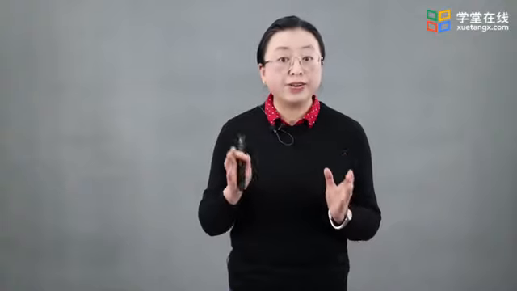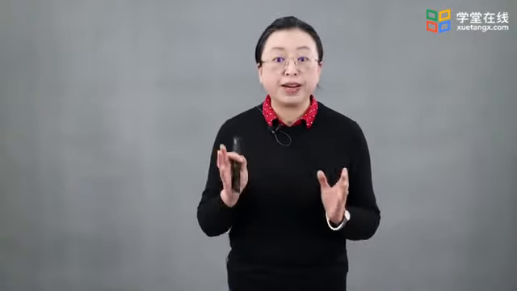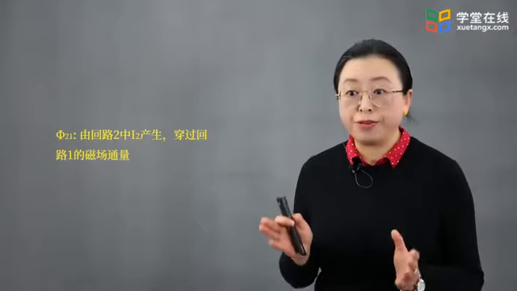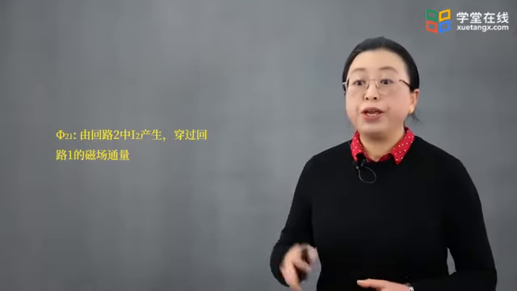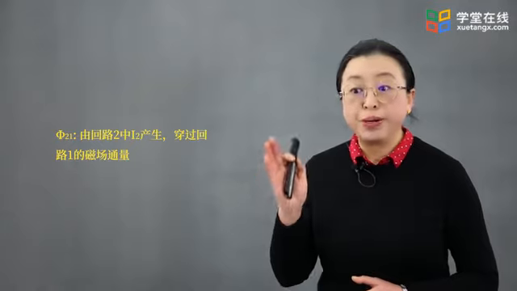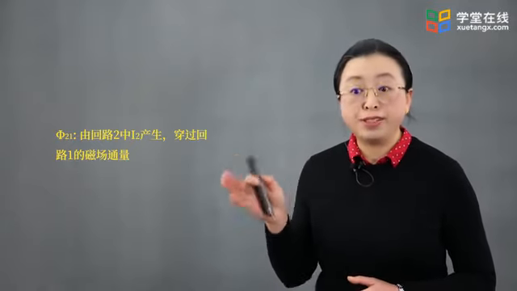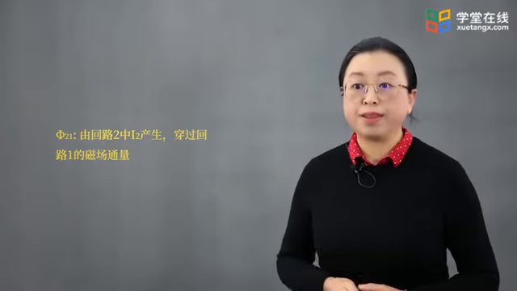In the same manner, assume the circuit 2 carries a current I2. The magnetic field B2 is created by the current I2. Some of the flux of B2 also passes through the circuit 1. We use phi21 to represent the flux caused by the current I2 and passing through the circuit 1.